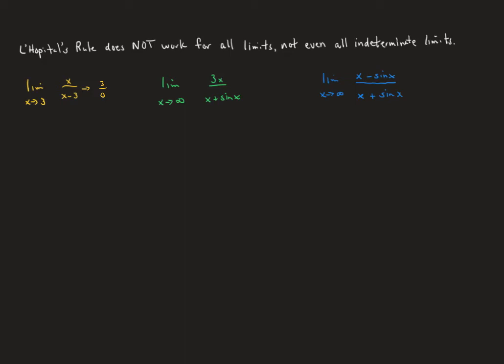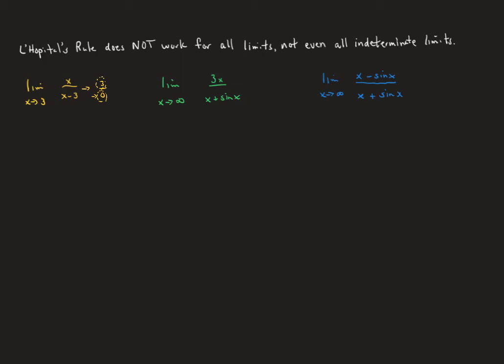So as we get close to 3, the denominator is getting smaller and smaller. And so when you take something that is not going to 0 and divide it by something very, very small, what you get is something very, very large.